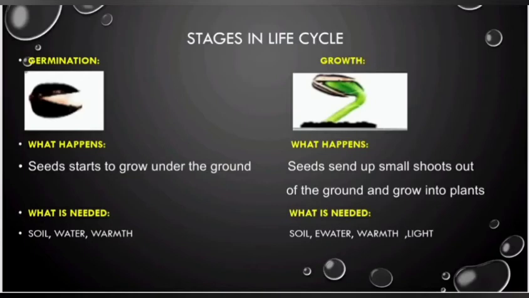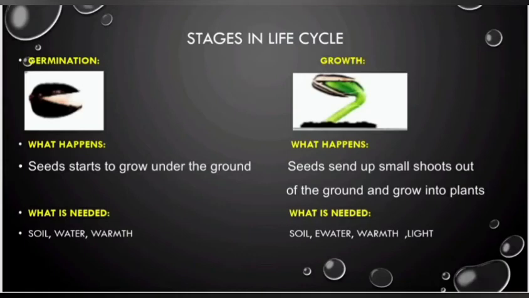First, the process of seeds germination. What happens during this process? Seed starts to grow under the ground. And what are the basic needs of a seed in order to germinate? Soil, water, and warmth.